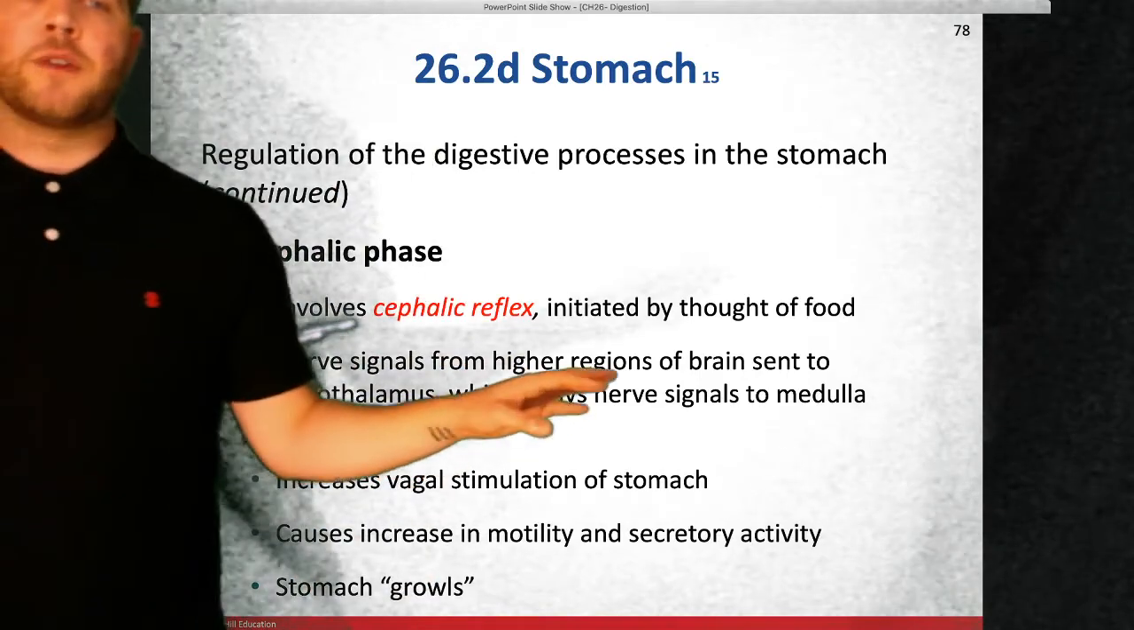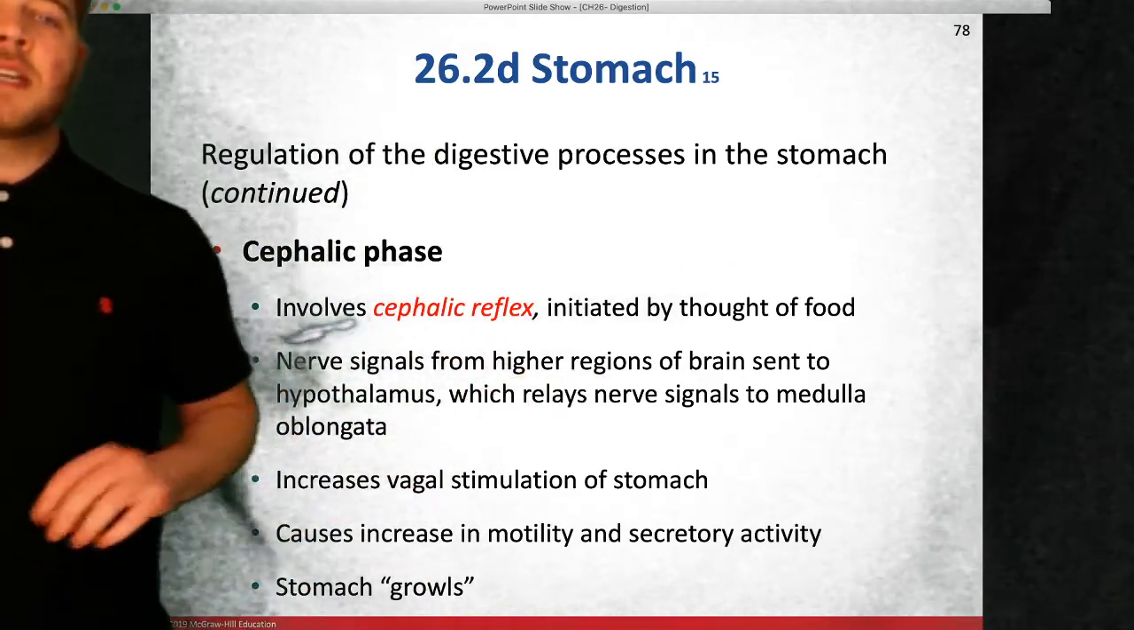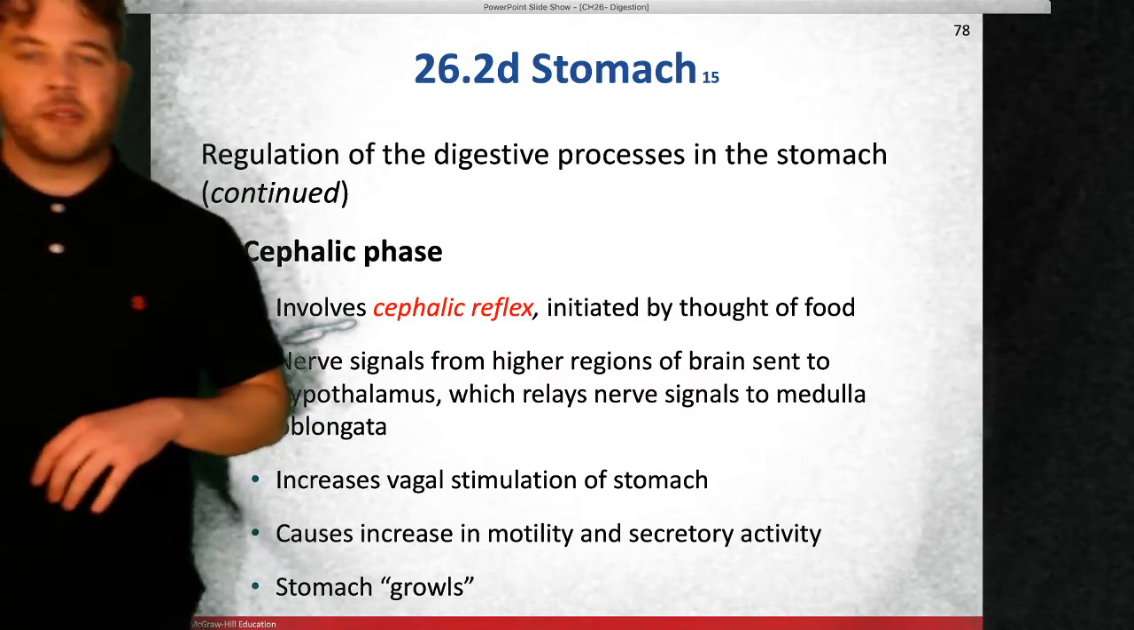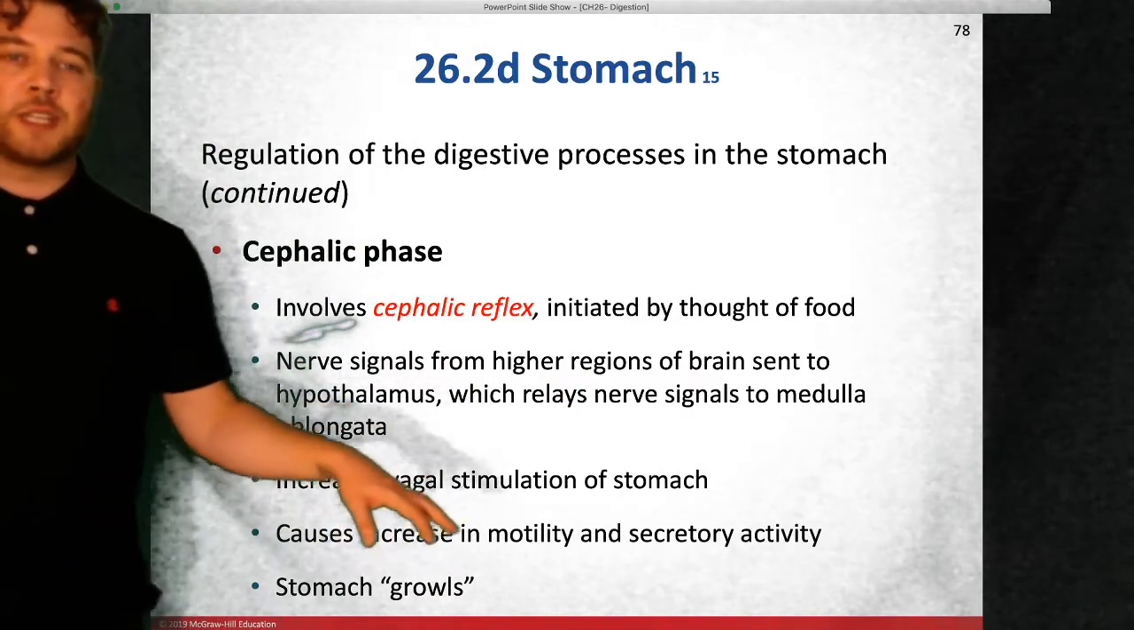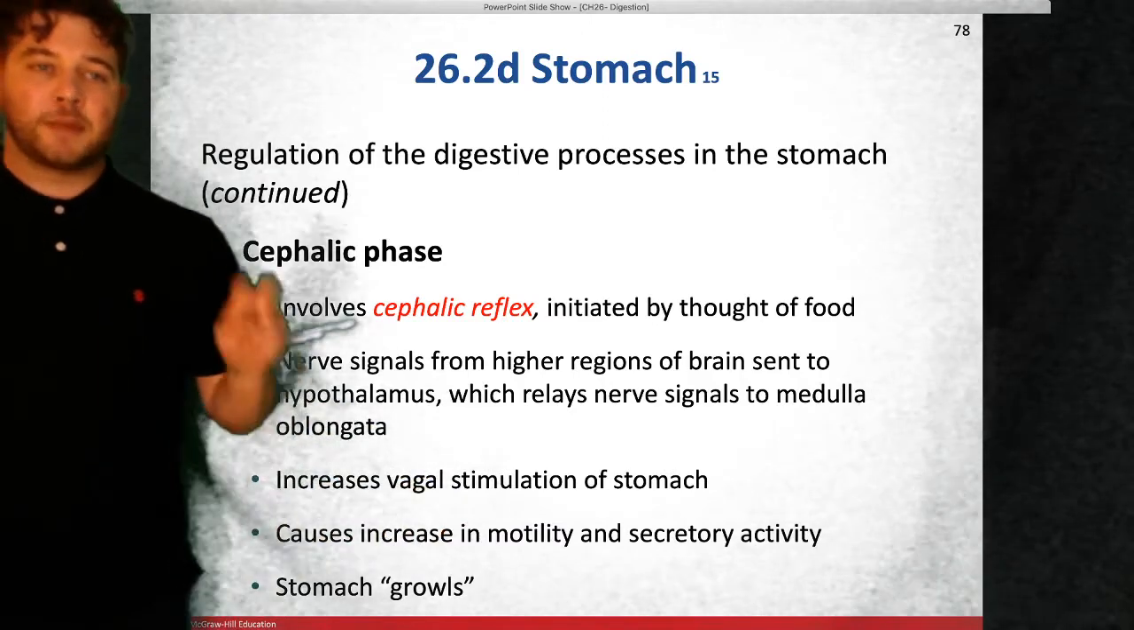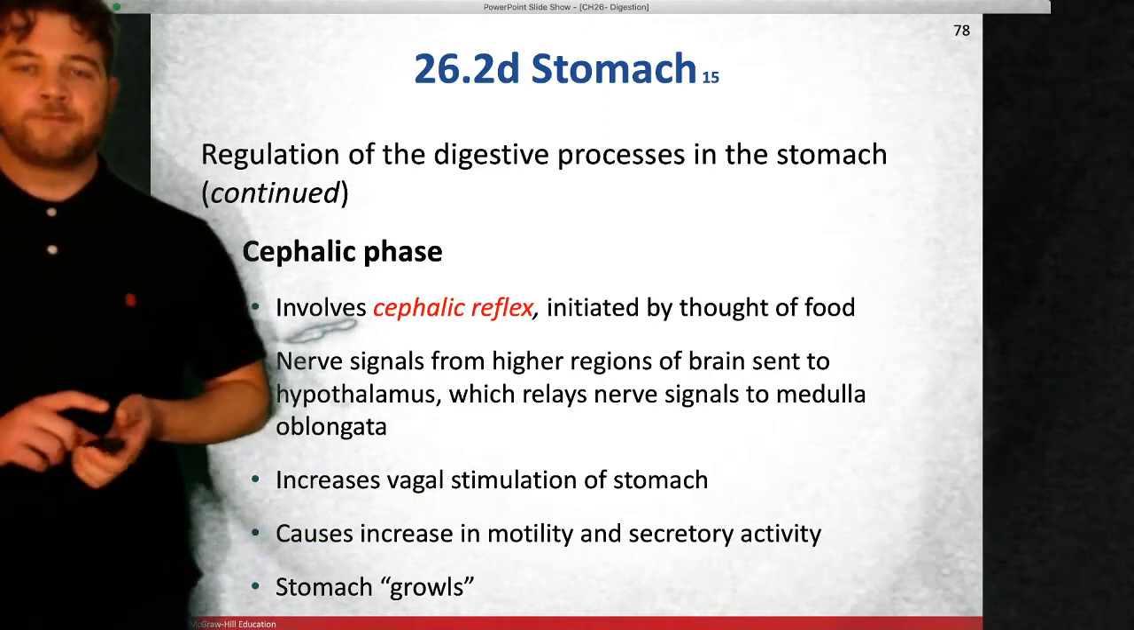Nerve signals from the higher regions of the brain are sent to the hypothalamus, that then sends signals down to your medulla oblongata, increasing vagal stimulation of the stomach, causing increase in motility and secretory activity, making your stomach growl, those kind of things.